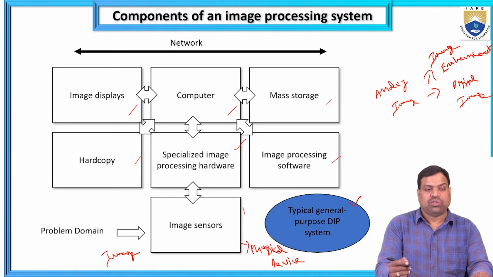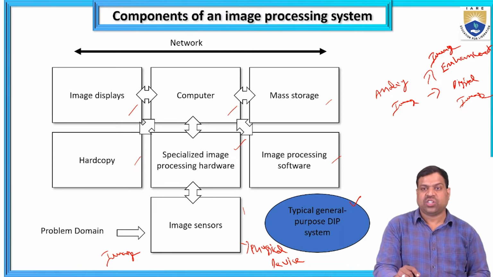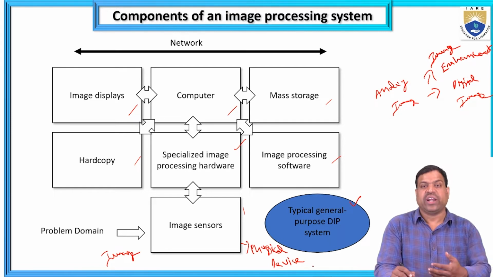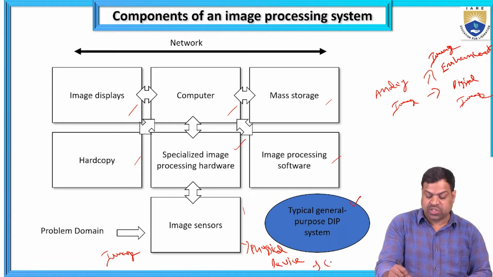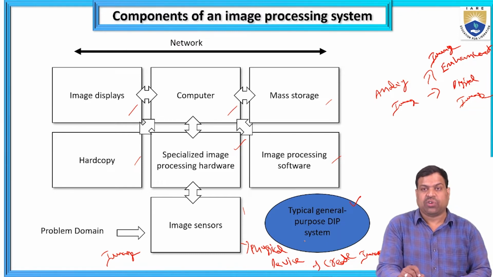Suppose I have a mobile phone and I have to capture one image. If I have the sensor, then only I can capture the image. Digital cameras have image sensors. So image sensors are the physical devices for creating the image. The image creation is completed by the image sensors with the help of a physical device. After that, what do we have to do?